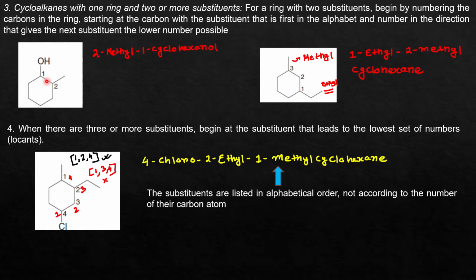If you do the numbering in the clockwise direction, only in that case will you get the position of the carbon atom which is attached to the methyl group as 2. That is the lowest possible number. If you do the numbering in the anti-clockwise manner, the position of this carbon would have been 6.